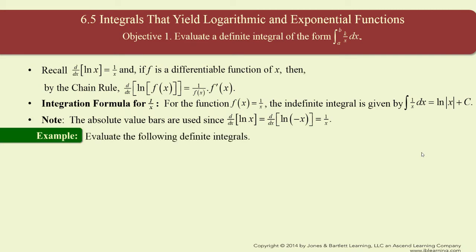All right, let's look at our first example here. We're going to evaluate the following definite integrals. In part A, we're going to integrate from 5 to 7, 1 over x dx. And then in part B, we're going to integrate from negative e to negative 1, 10 over x dx. So write down the example, leave yourself some space, and then you're going to see me head off to the chalkboard and work through this example.